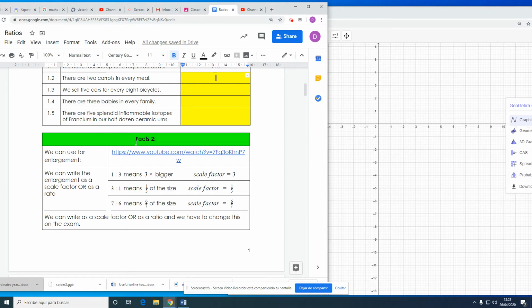We could also use ratios to describe enlargements or reductions. So 1 to 3 means getting 3 times bigger. So if the original object is size 1, after you enlarge it, it will be 3 times bigger, like that.